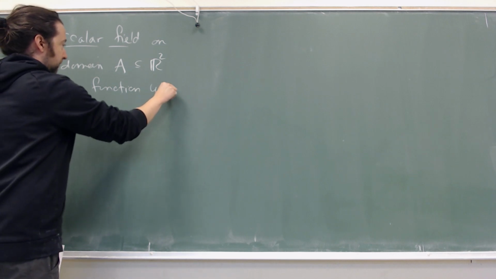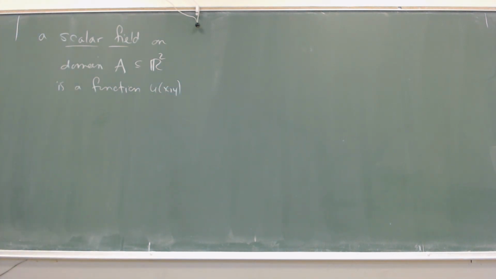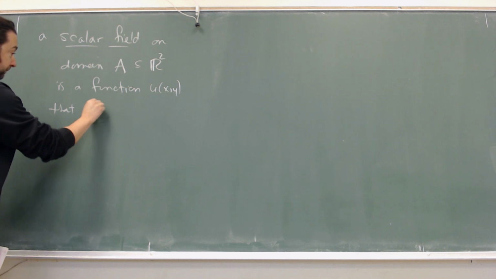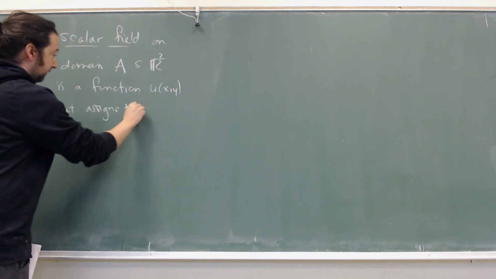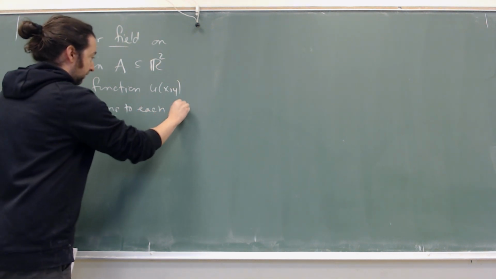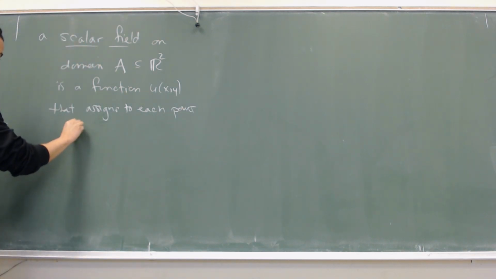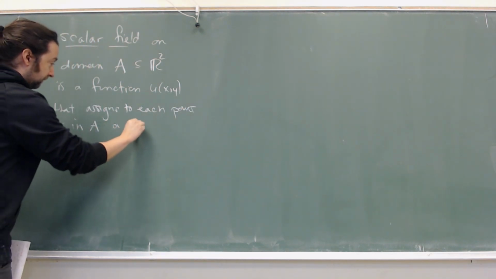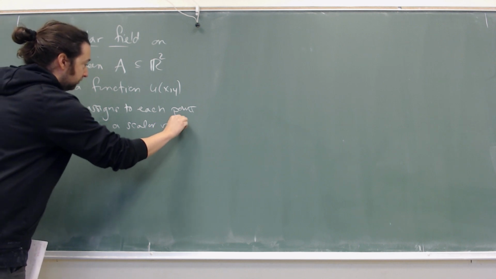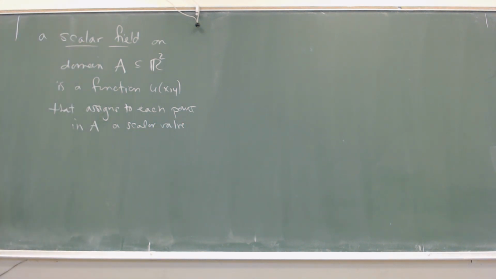u of x, y, and the way that you think about a scalar field is that it assigns to each point in A a scalar value. The usual way that you talk about this when you learn it for the first time is like the temperature map. When the weather comes up and shows you what the temperature is in different portions of a map, that's a scalar function, right?